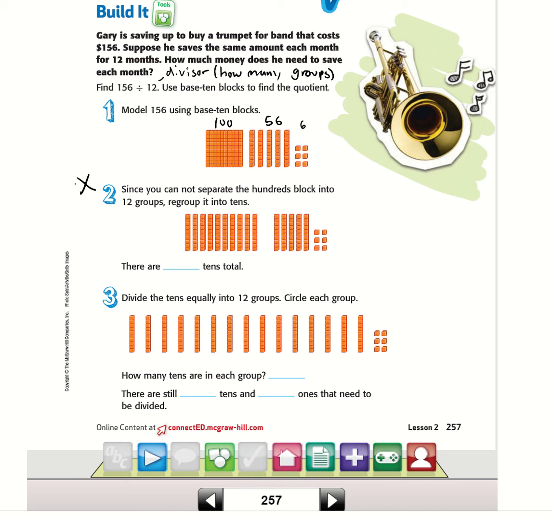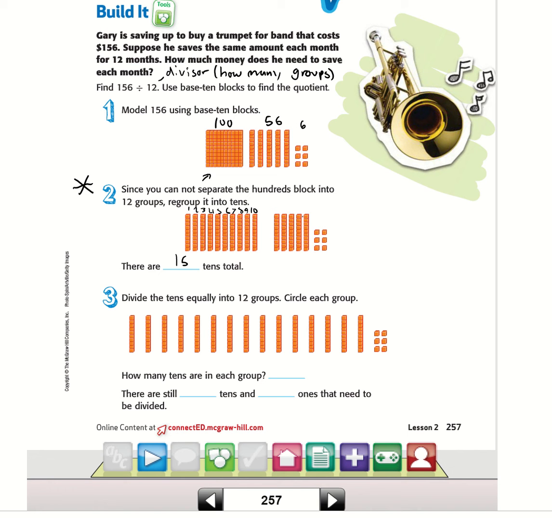So this right here is a step I really need us to know, because this is where a lot of us struggle. We have a 100 block here. We cannot put that 100 into 12 separate groups. So we split it into 10. So now we do 10 tens. So we should have 15 tens total, because we have 1, 2, 3, 4, 5, 6, 7, 8, 9, 10. This is our 100, but now we split it up into 10 tens.